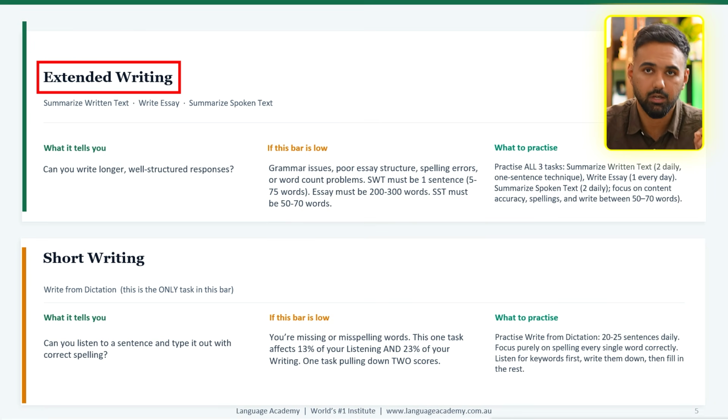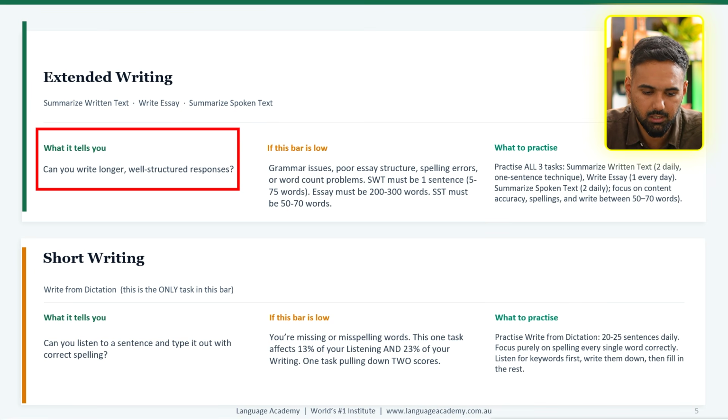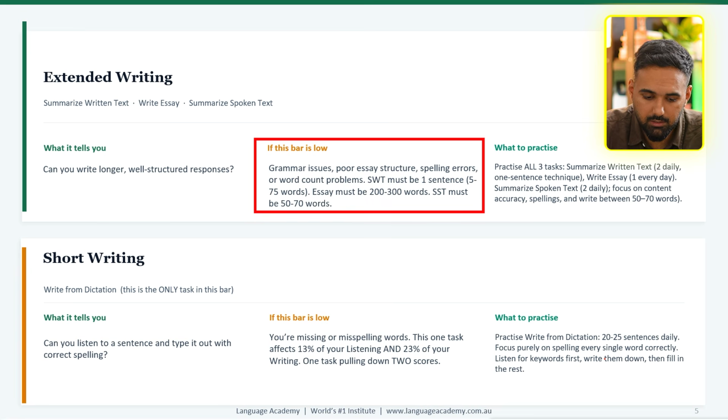Next, we have got extended writing. Now, this is just an overview. Towards the end, once I explain the 8 different categories, I'll tell you how you have to combine 2 different categories to narrow down the question types you have gone wrong on, right? Extended writing is writing summarize written text, writing essay, obviously, and listening summarize spoken text. What does this particular category tell you? Can you write longer, well-structured responses? If this is low, there are issues with your grammar, your essay structure, spelling errors, or word count, meaning format problems as well.